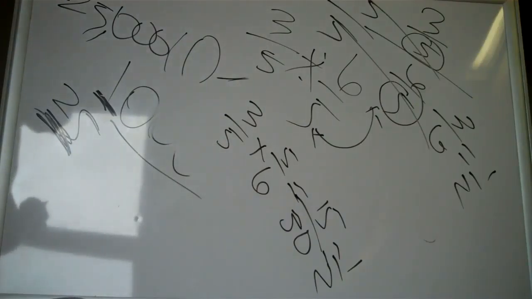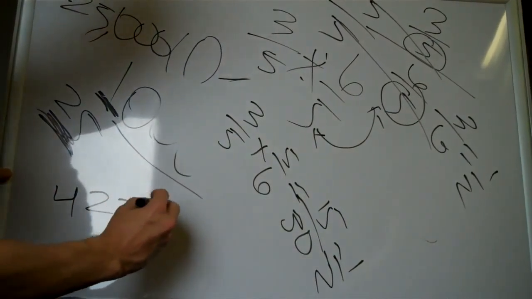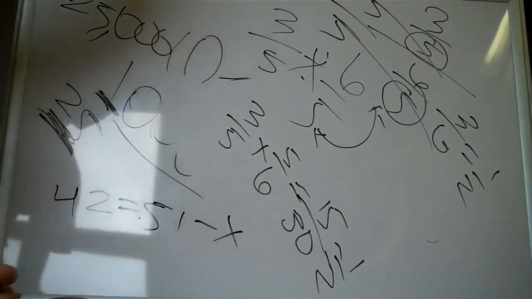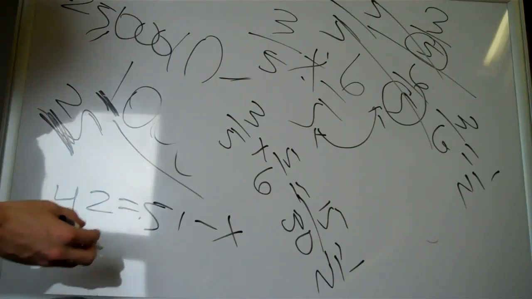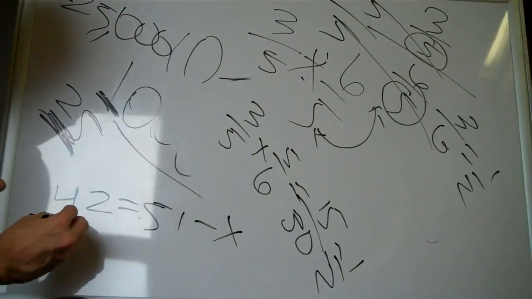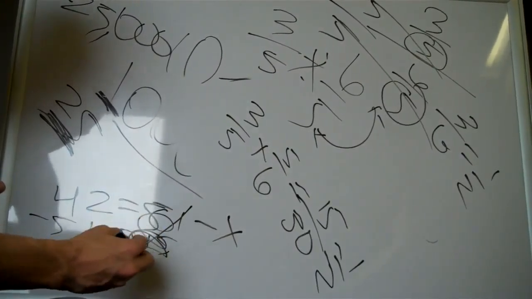So lastly, number 10, solve for x. Gotta watch your signs. Okay, so 42 is equal to 51 minus x. I want to get x on one side, so we want to get rid of this 51. We're adding a 51, so we want to subtract by 51. So 42 minus 51, that cancels out to 0.